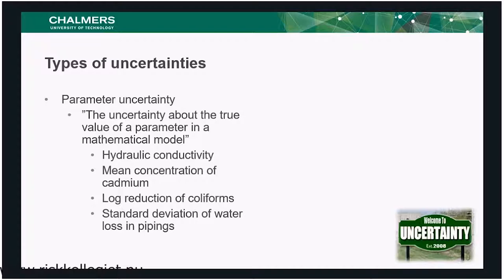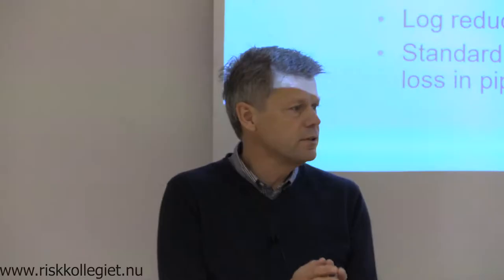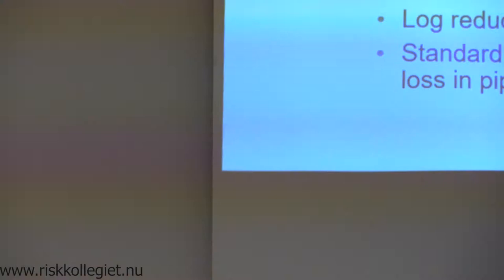What is much less focused on, what is much more difficult to handle, is the model uncertainty. The uncertainty about the truth of the model, the predictive quality of the model, the accuracy of the quantitative microbial risk assessment model that predicts infection probability, for example. Why is this not so much focused on? Because it's time-consuming and very challenging to set up different types of models and evaluate the difference in outcomes of these models. So we tend to focus on this, and we're not as good on this.